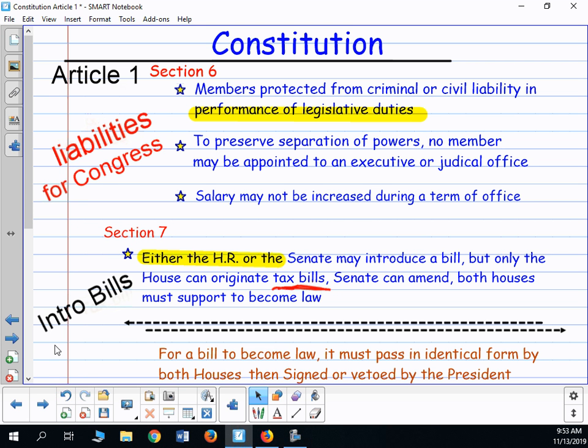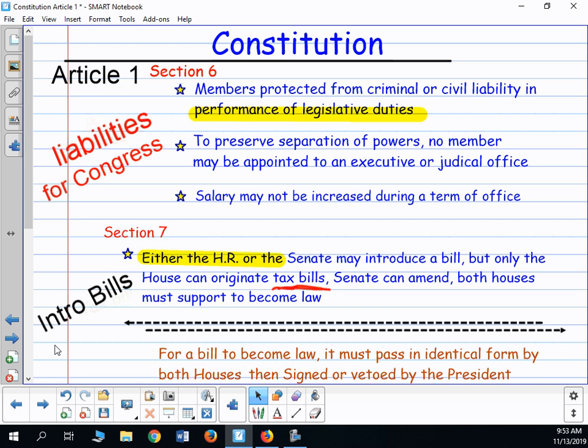Now, Section 6. Section 6 is all about making sure that the Congress is safe from any legal entanglements. This is called liabilities for Congress. So members are protected from criminal or civil liability in performance of their legislative duties. And all that means is while the members of Congress are doing their job, they cannot be accused of a crime for having done their job. A good example might be this.